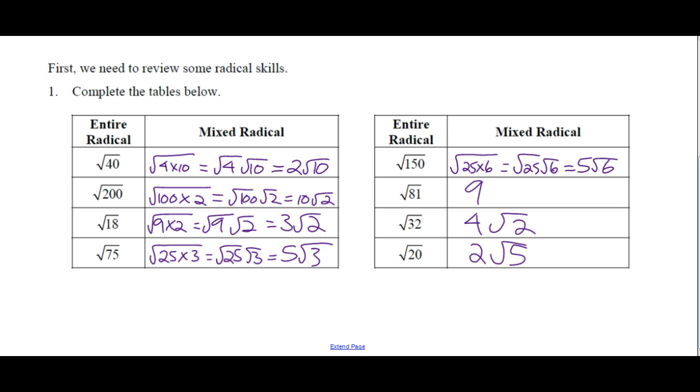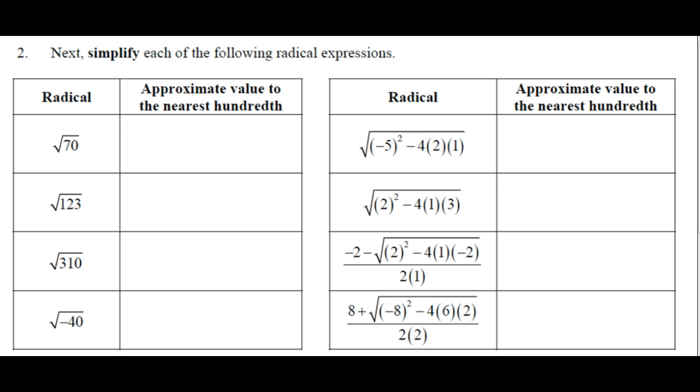So it's fine if you just go from root 40 to 2 root 10. I don't need to see any work. It's also fine if, on the side of the paper, you write down root 40 and do that whole thing there. You have to do what works for you. Questions on entire radicals to mixed?